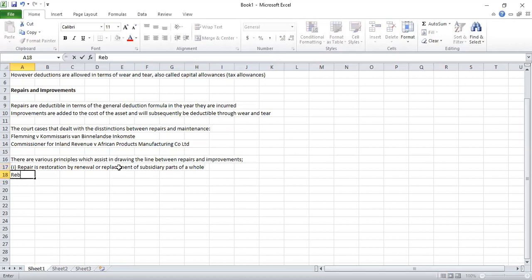Then a renewal is reconstruction of the entity. So they distinguish between renewal or replacement when they are talking about an asset, whereby they say you can either replace a part. Let's say there are some gears that are not working on a motor vehicle, then you can replace them. That can be a repair.